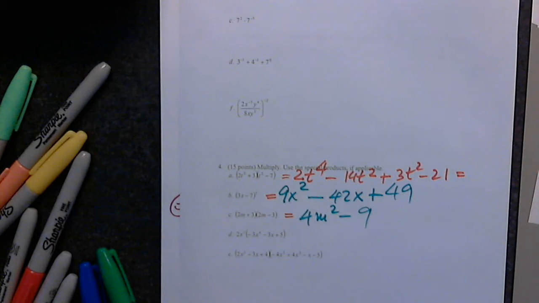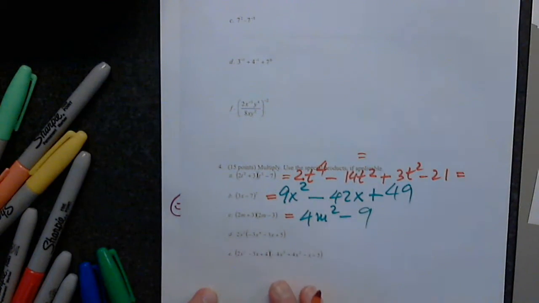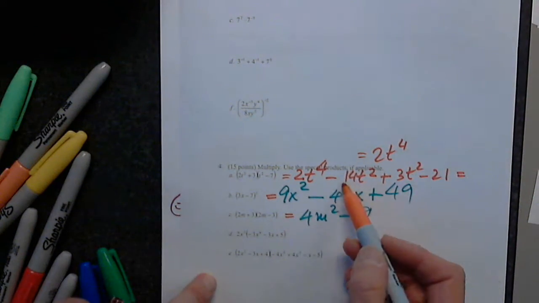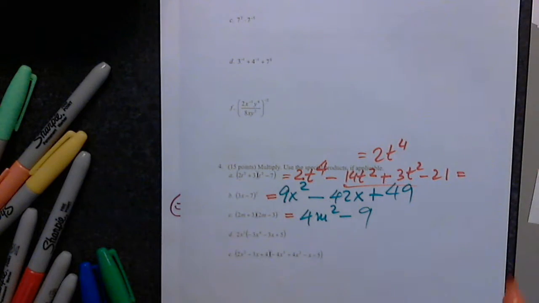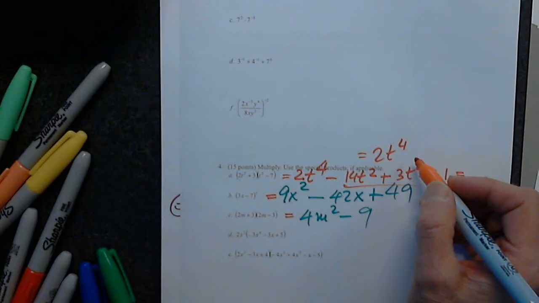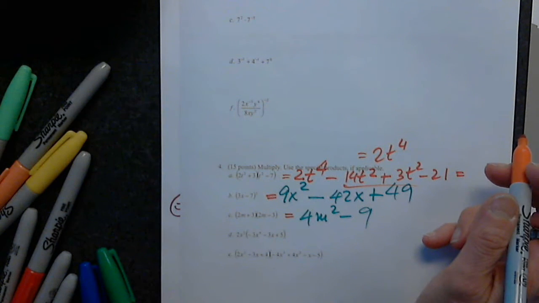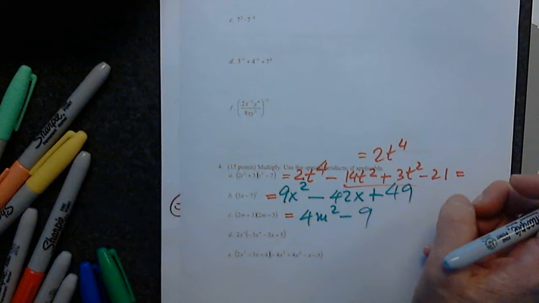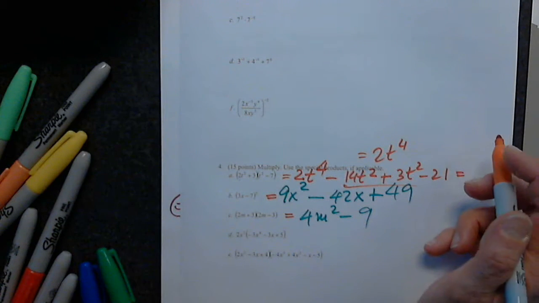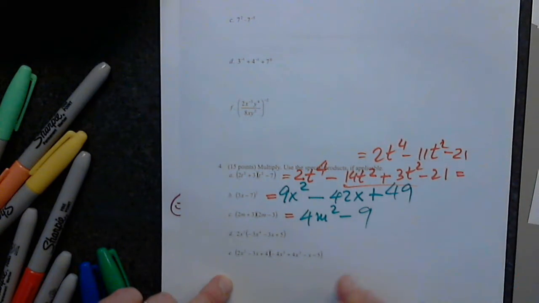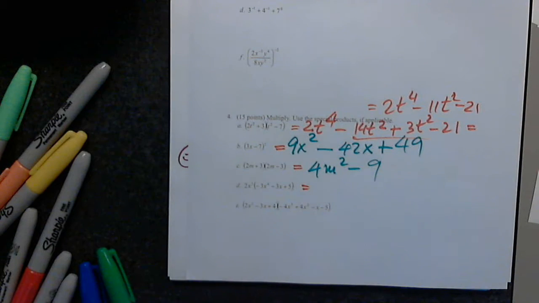I have to combine like terms. What is the degree of this polynomial? And I have to arrange it in descending order. So where do I start? 2t to the 4th. Very good. Now these two are like terms. What do I write? 14. So I owe you $14 and I say today I only have 3. How much do I still owe you? 11. Yes. T squared minus 21. Perfect.